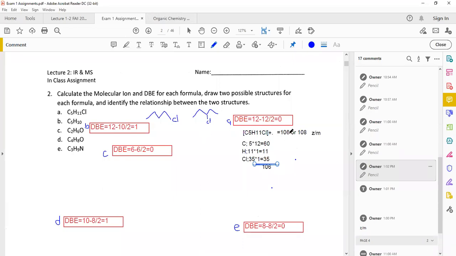So that's why here I do chlorine 35, and I do chlorine 37 just in case that we have an isotope. Okay, so this one will be my m over z. Let me mark this area here.